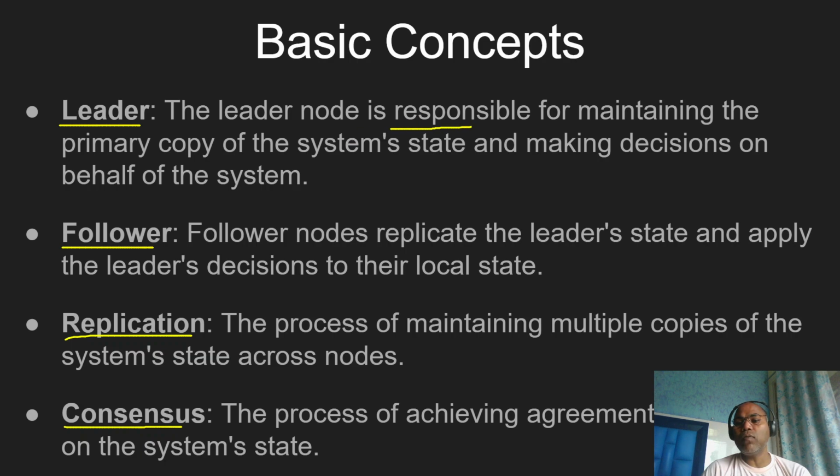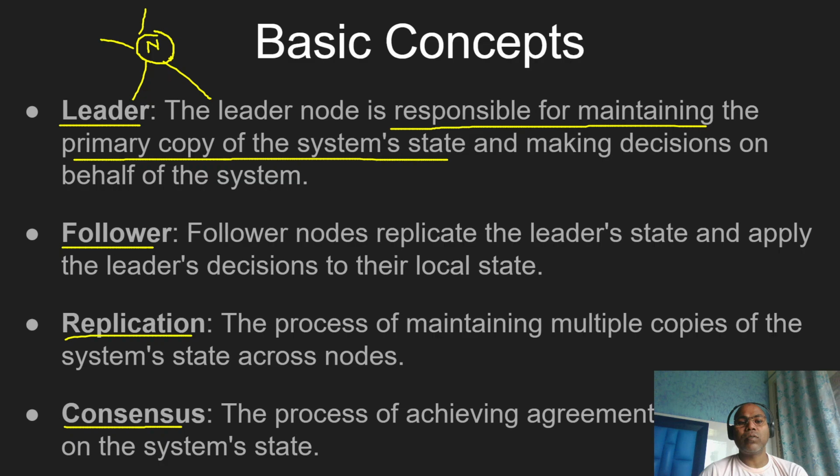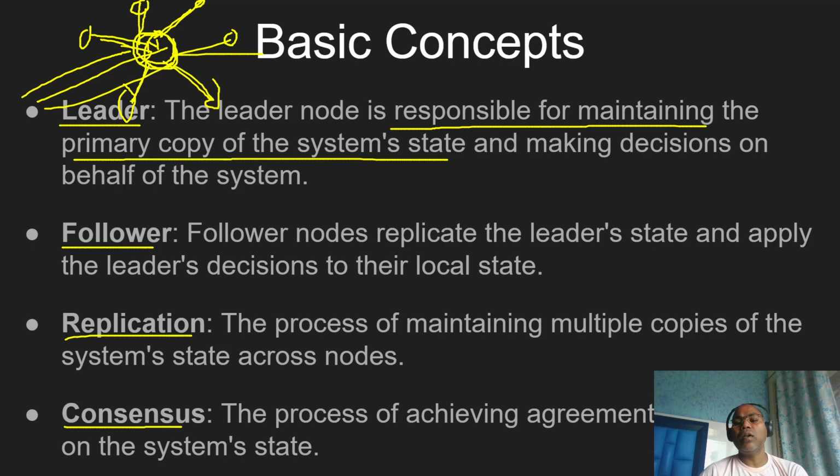The leader node is responsible for maintaining the primary copy of the system state and making decisions on behalf of the system. Overall, the system state is considered to be on the primary node, the primary data, the actual truth. The primary node is considered the leader, and anything that changes, any modification or deletion, is going to be replicated to all its followers. So you can say the followers follow their leader.